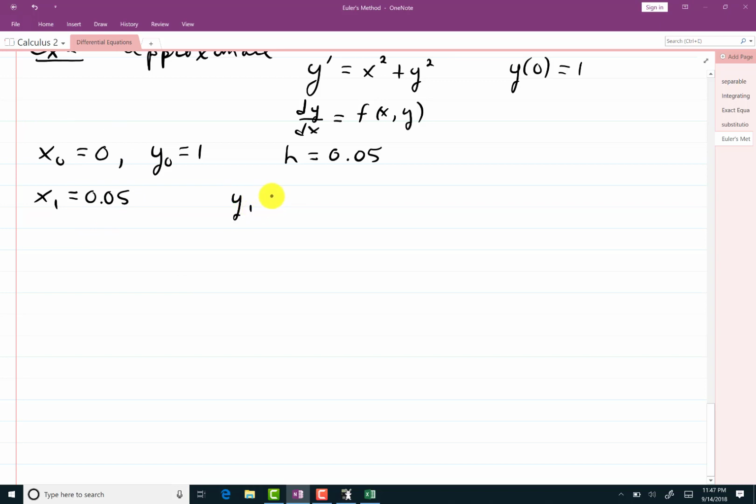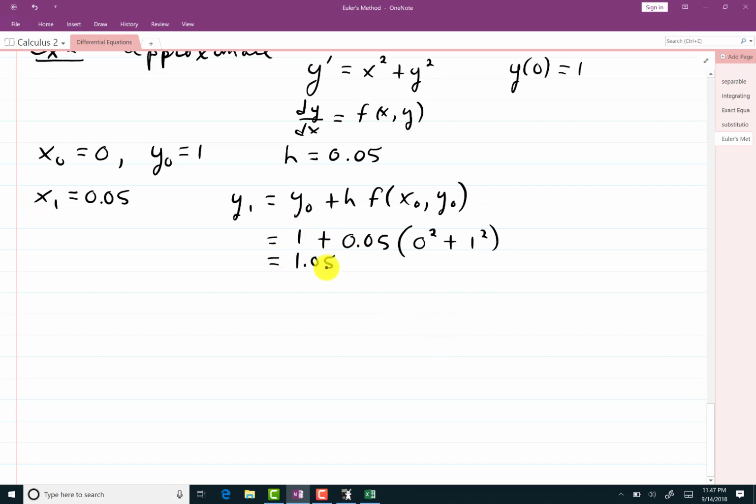y1, once again, is going to be y sub 0 plus h f of x sub 0, y sub 0. My y sub 0 was 1. The h was 0.05. And x0 was 0, so we're going to have 0 squared. The y0 was 1, so we're going to get plus 1 squared. And that equals 1.05. So that's easy enough. Now let's move on. x2 will be 0.05 plus 0.05, so I'll have 0.1.